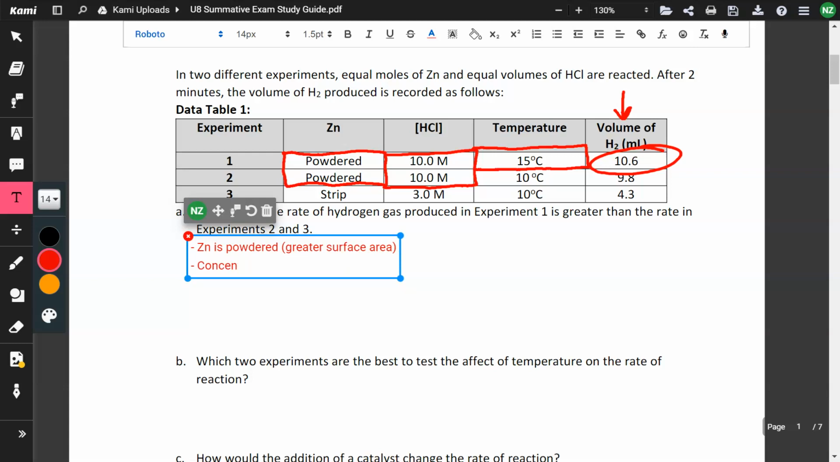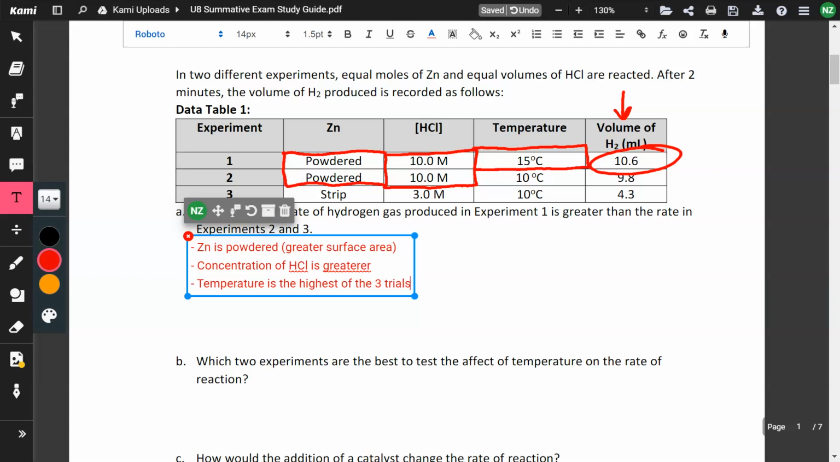Concentration of HCl is greater. And the temperature is the highest of the three trials. So we kind of went through those three things. Zinc's powdered, concentration of HCl is 10 versus 3 in experiment 3. And then the temperature is 15 compared to 10 for experiments 2 and 3.